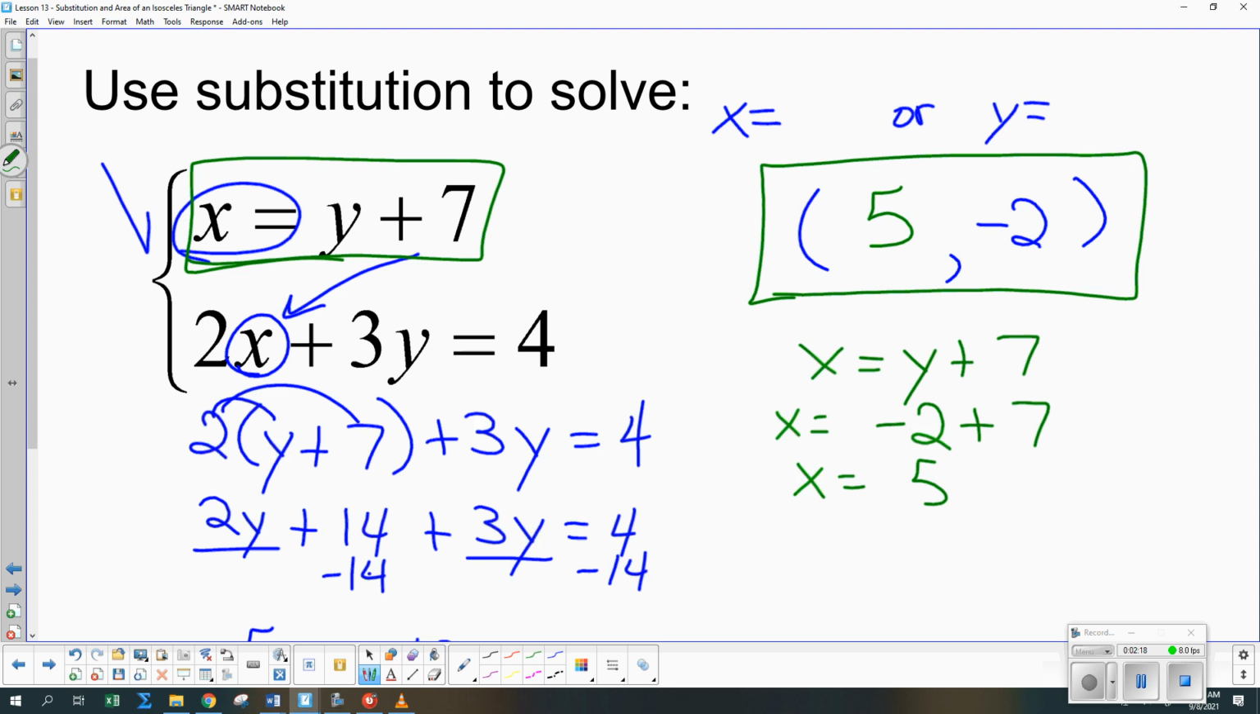Your book does not write the answers in the back of the book as ordered pairs, but here at this school, we require that you write them with the parentheses and the comma whenever you have solved a system of equations, not just a geometry problem that happens to have x and y in it.